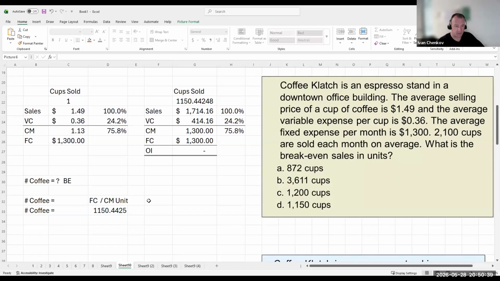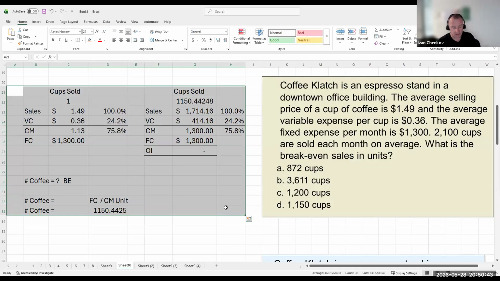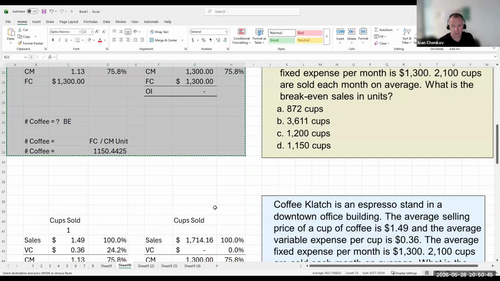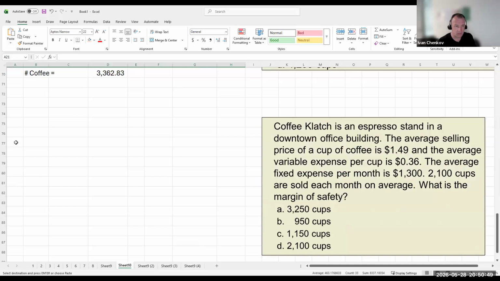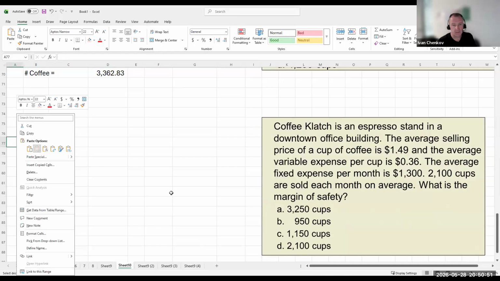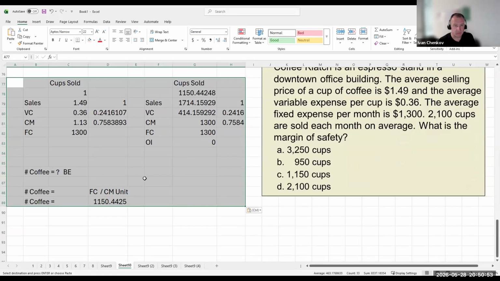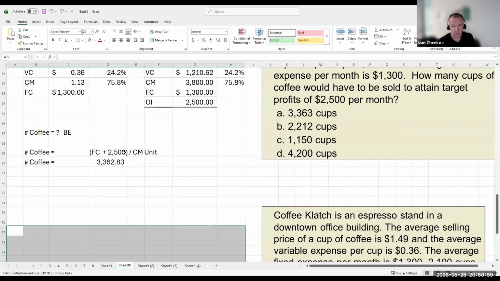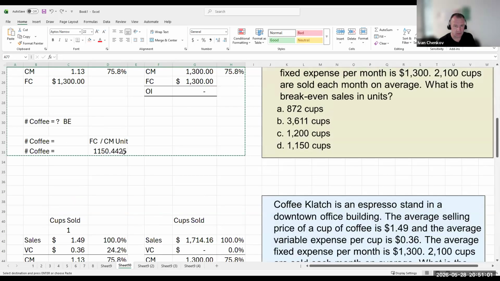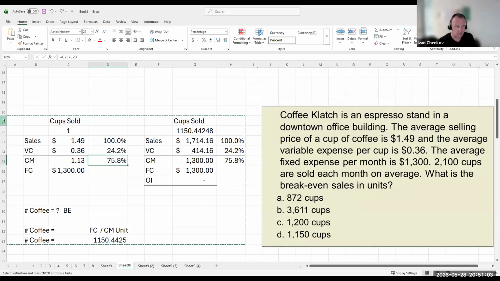As a number of cups, where we are here. Let's copy this. And let's go to our calculation here. So on the break-even, why doesn't the formatting work? That doesn't make sense. Let me try again.